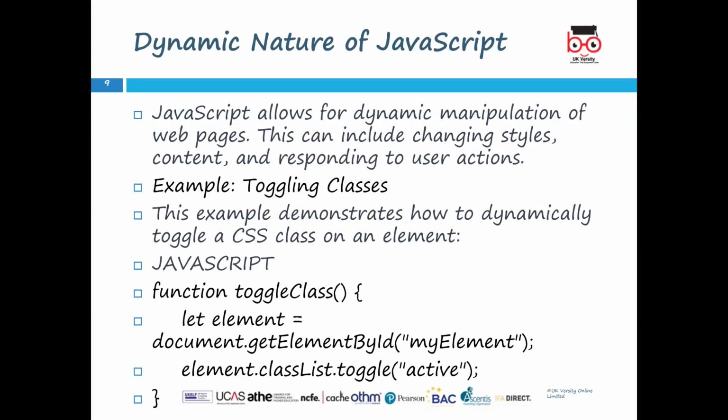Here we have the dynamic nature of JavaScript. So what does this mean? This means that our JavaScript will now allow for dynamic manipulation of web pages. So for example, we can now be toggling classes. For example, we can now demonstrate how dynamically we can toggle our CSS on our element. And here we have an example of how the code will now be done by calling a function.